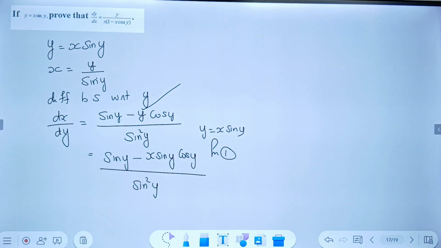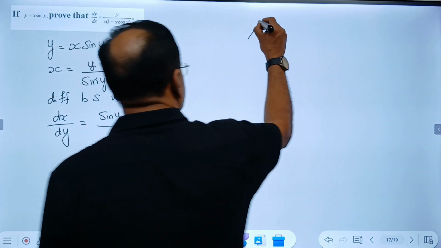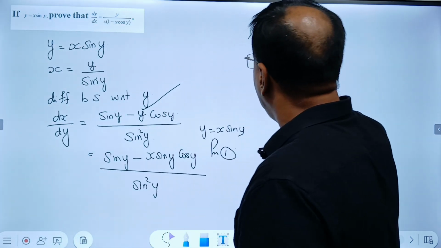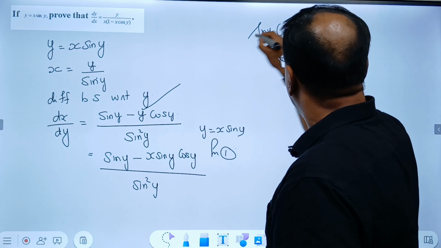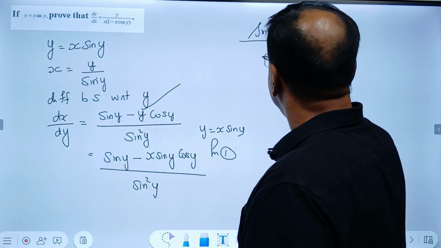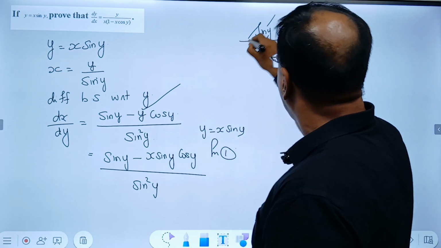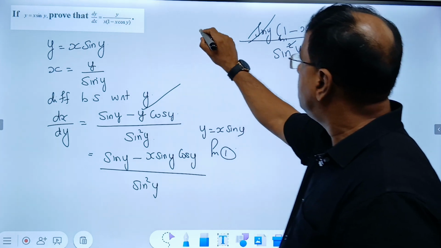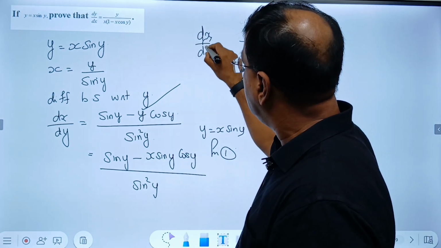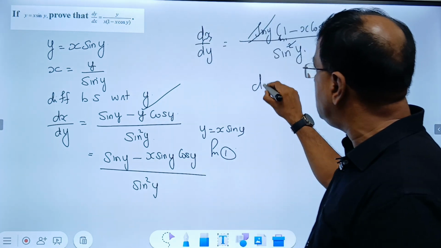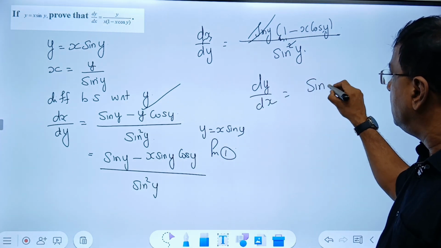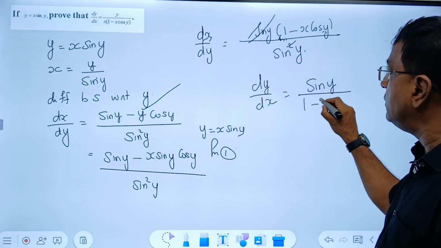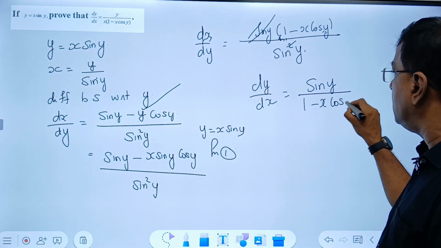On the numerator, sine y is common, so I'll take it out. So what do I get inside? 1 minus x cos y, divided by sine square y. You can cancel sine y and sine y. This is your dx by dy. So what is dy by dx? Take reciprocal. If you take reciprocal, you get sine y divided by 1 minus x cos y.